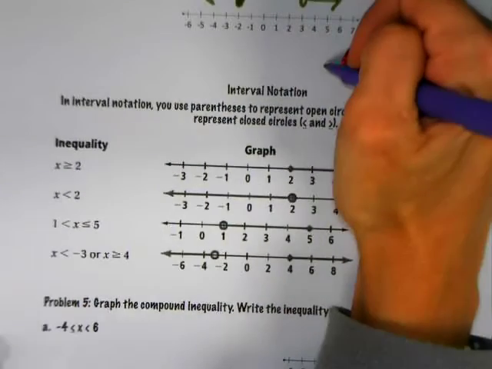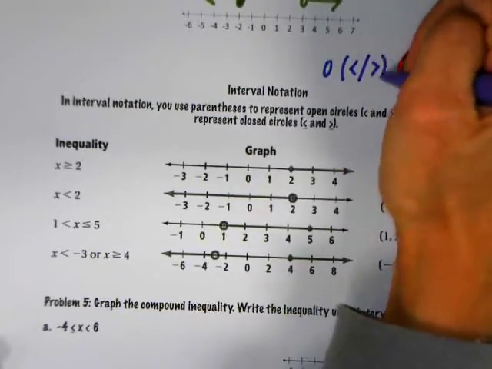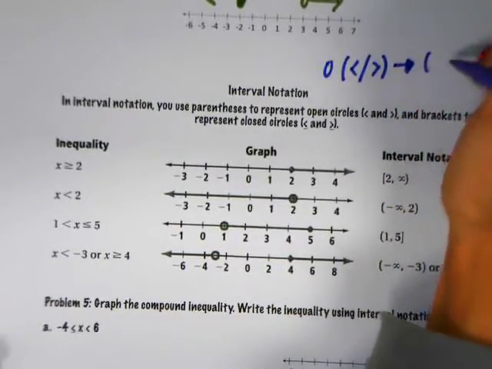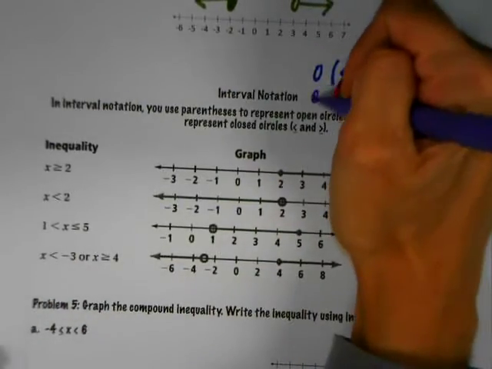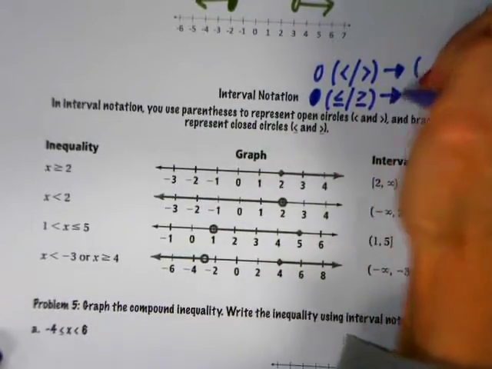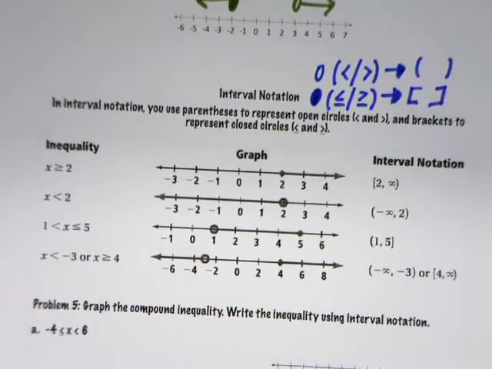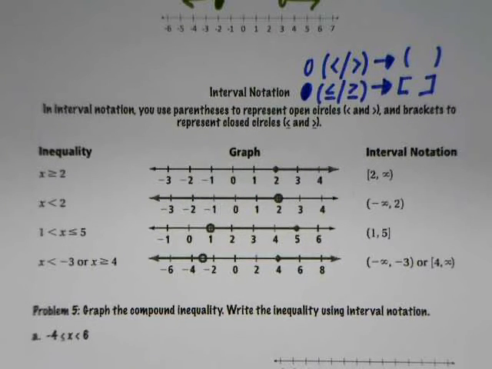Anything that you would use an open dot for, like your less than or your greater than, is going to translate over to parentheses, okay? I would write this down if I were you. And then anything that you would use a closed dot for, like your equal to's, is going to translate over to brackets. So equal to is brackets, not equal to is parentheses. Okay? Think about it as like you're learning the alphabet right now for this.